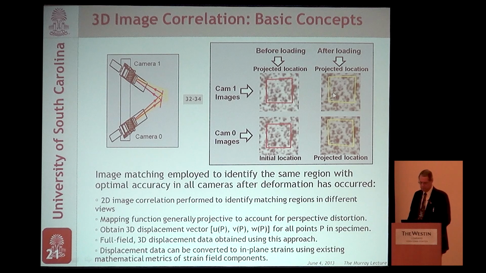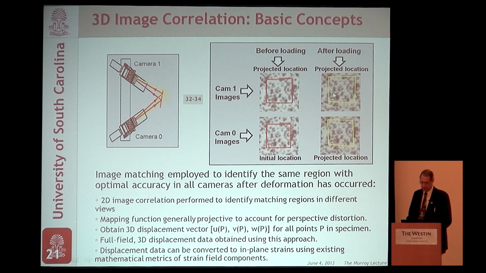Here's the procedure in a simple sense. As you can see, you take one of the cameras to be the reference. As it deforms to a new position, this and this are compared. And the same way with this camera, and then you cross-compare these to try to find this same subset in all three views. By doing that, you then extract the information you need, and you do this really fast today.